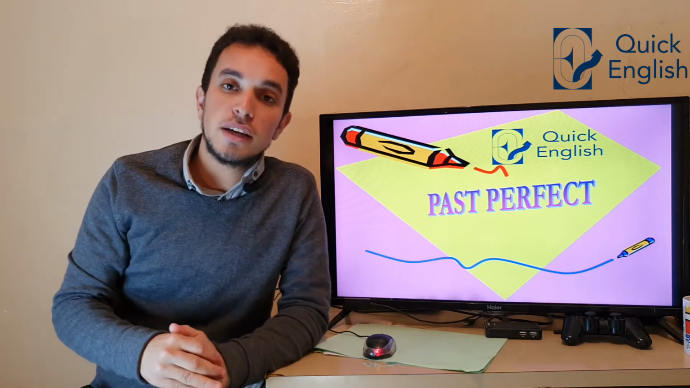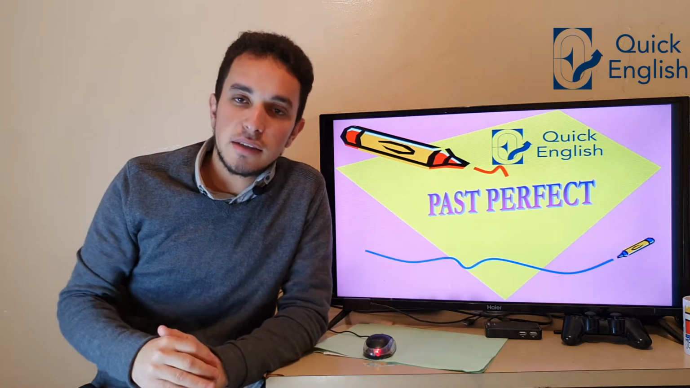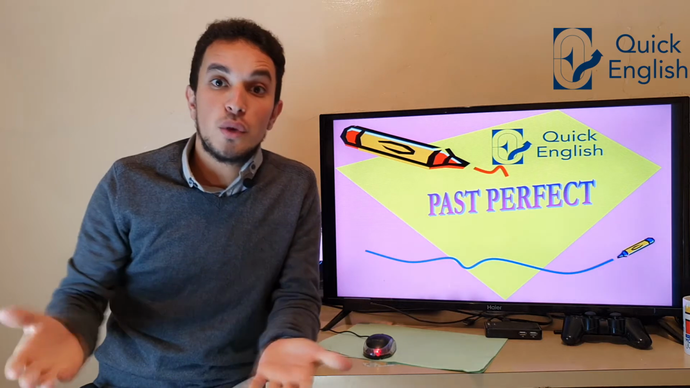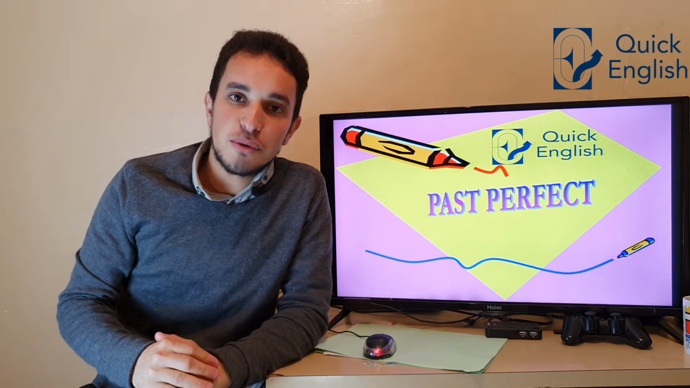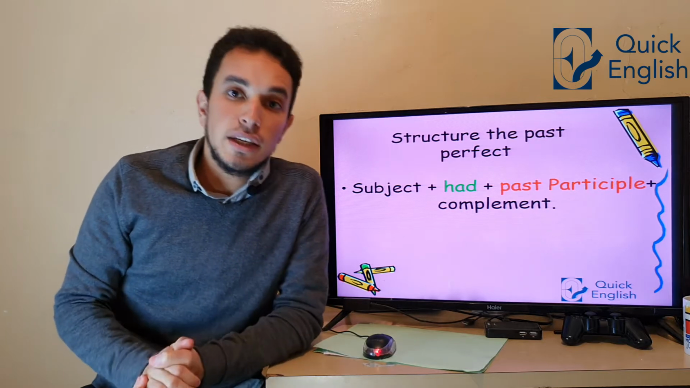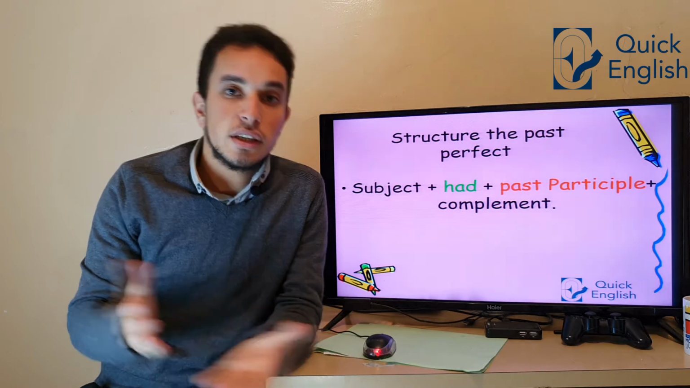Today we have a new lesson, which is the past perfect tense. So what is the past perfect tense, how do we form it, and when do we use it? And what are the keywords for the past perfect? So the first thing we need to know, as we said before, about any tense is the structure of the tense. The structure of the past perfect is very simple.